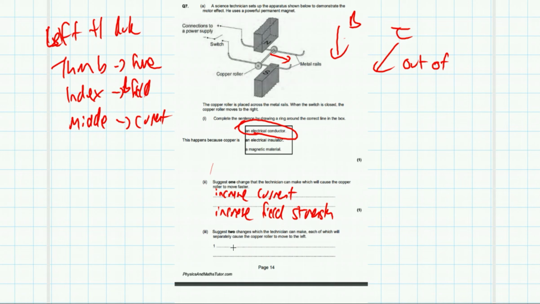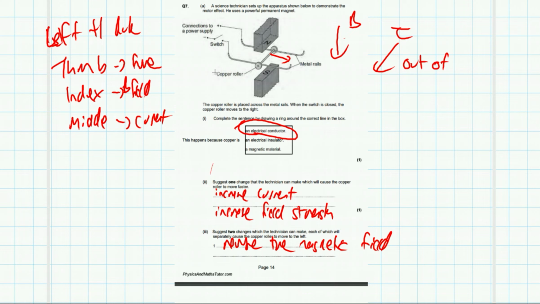Suggest two changes which the technician can make, each of which will separately cause the copper roller to move to the left. So this one is reverse the magnet, or reverse the magnetic field. So the magnet, instead of north to south, now north will be at the bottom and south at the top, and that will cause the wire to move in the opposite direction.